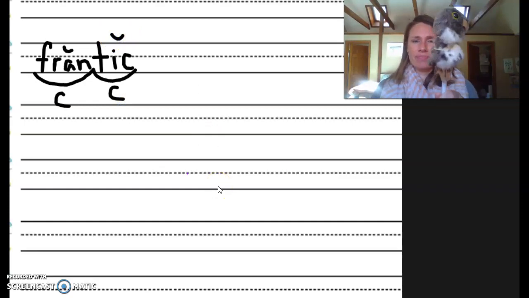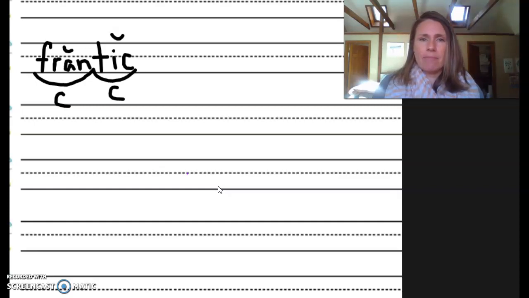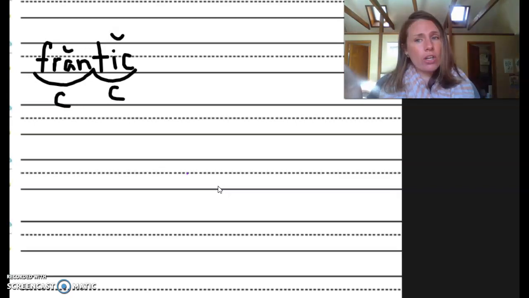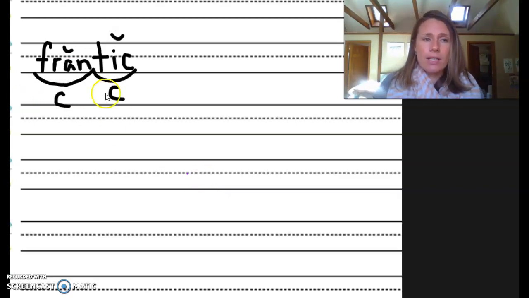Okay, here's your next word. Tick. You know, like a tick in the woods, a deer tick. How many syllables? Tick. Just one. So when we hear k at the end of a one-syllable word, you know what that means. Tap it and spell it. Ick.